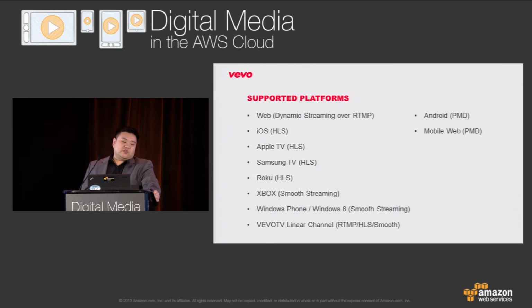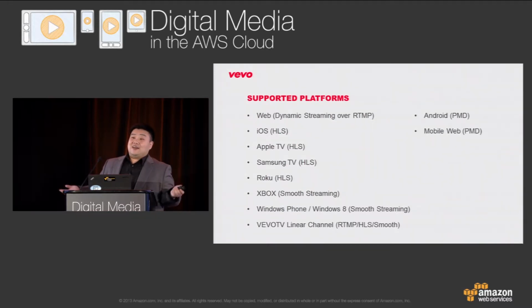And last but not least, we have a live Vivo TV linear channel that really aims to recreate the music television watching experience, and that is actually transcoded and repackaged on the fly and served out over RTMP, HLS, and Smooth.